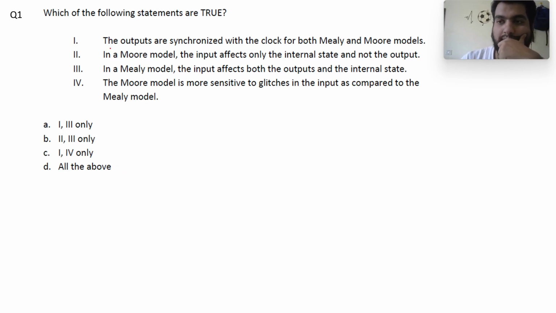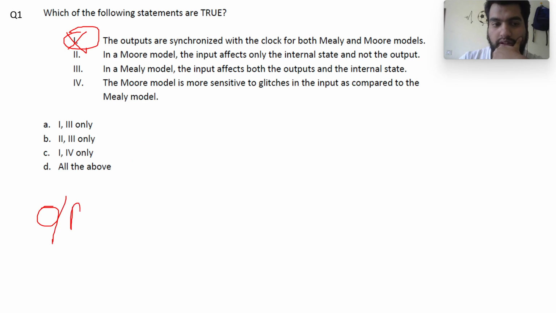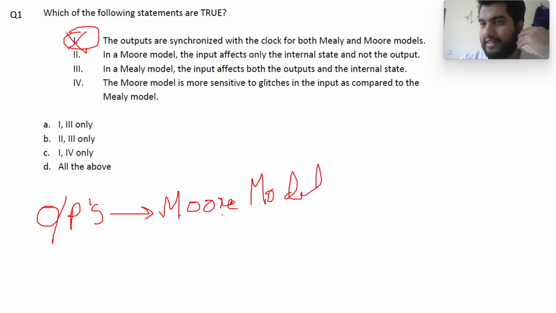We have the statement: the outputs are synchronized with the clock for both Mealy and Moore models. This statement is wrong. Outputs are synchronized only for the Moore model. In the Mealy model, outputs are not synchronized as they are dependent on the input and the internal states also. So if there is a change in the input, the output will change. It is not synchronized with the clock. So this is an incorrect statement.